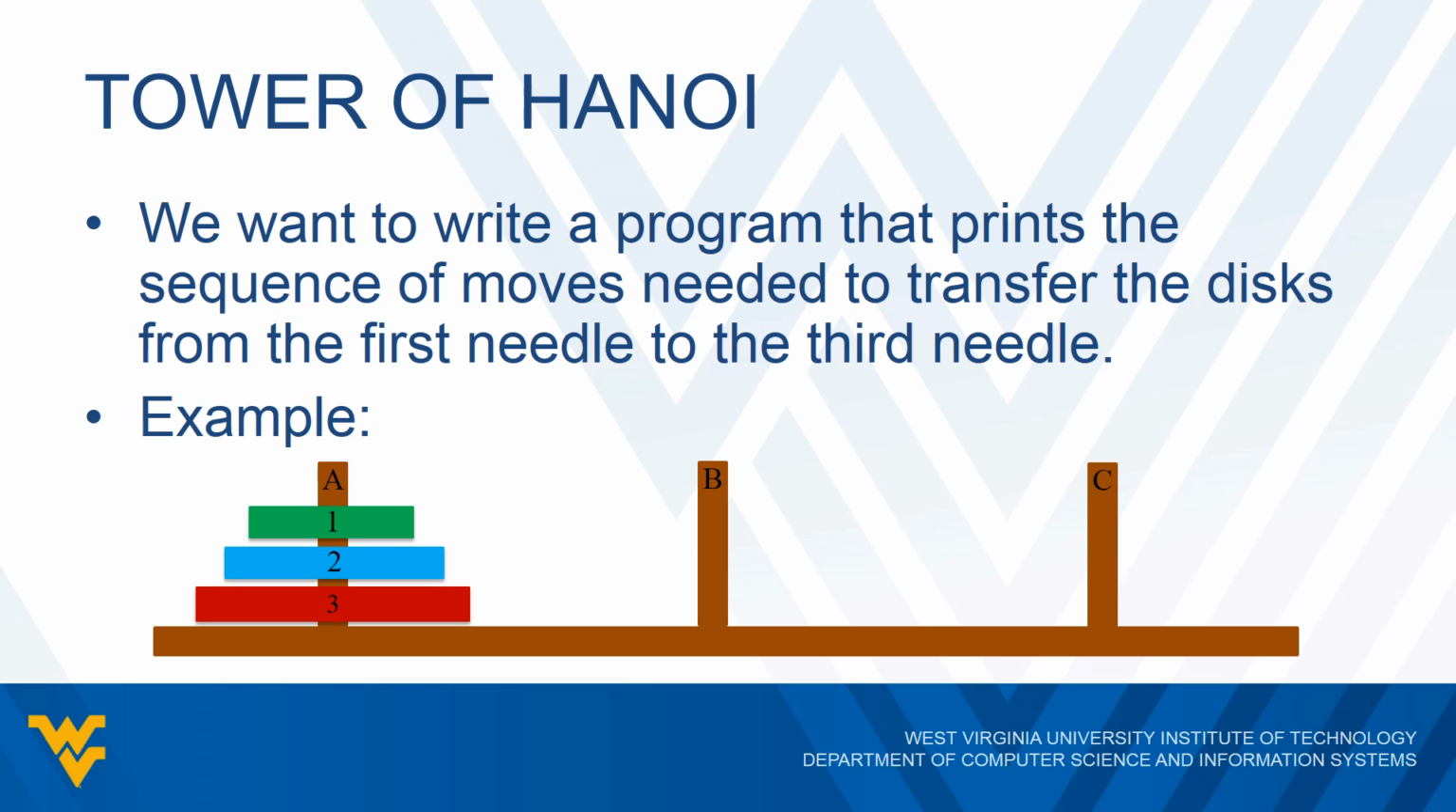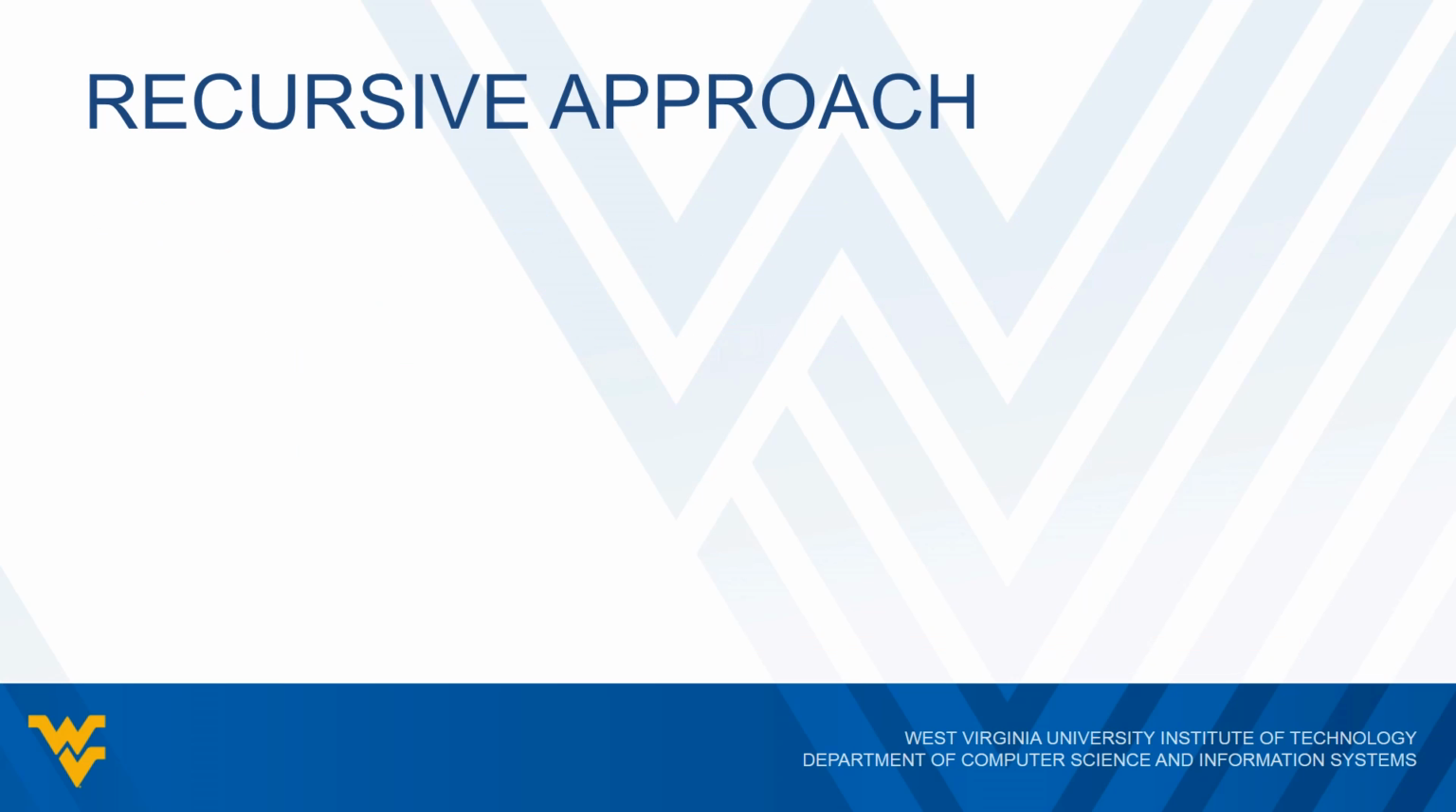We can only move one at a time, and when we move one, we have to place it on one of the other needles. We could use needle B, and then the larger disc cannot be placed on a smaller disc. We can actually use recursion to solve this problem. That's why we're talking about this problem in the recursion section of the course.